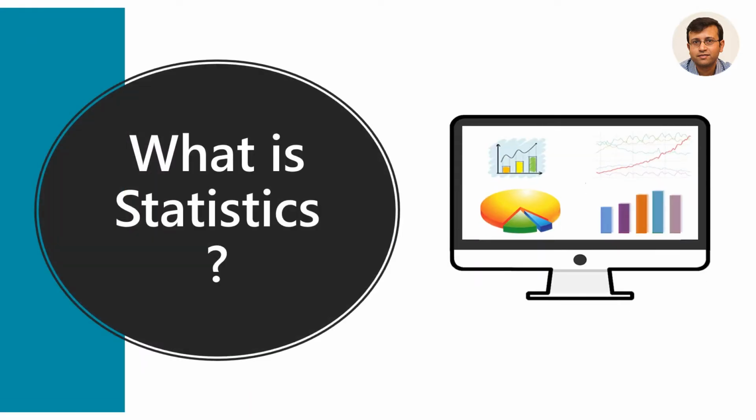Statistical learning refers to a set of tools for modeling and understanding data. Statistics is a study of how to collect, analyze, and draw conclusions from the data. Statistics involves identifying a problem, collecting relevant data, analyzing data, and forming a conclusion.